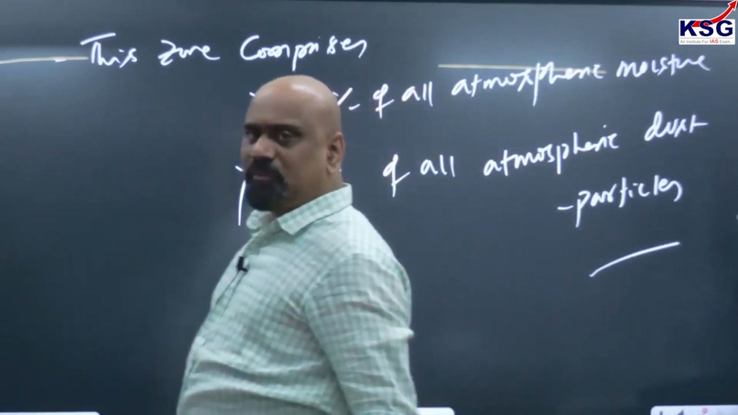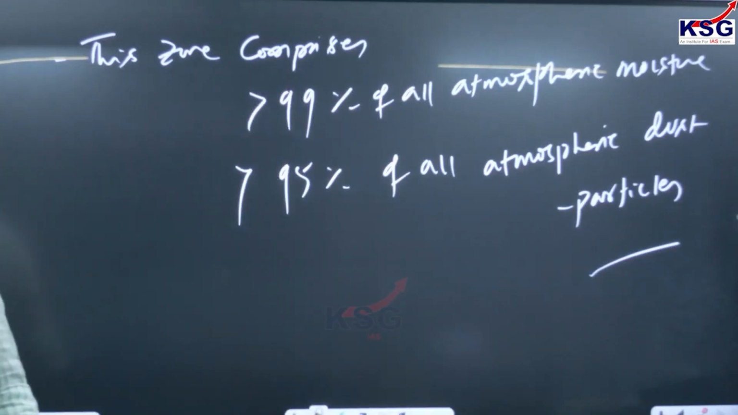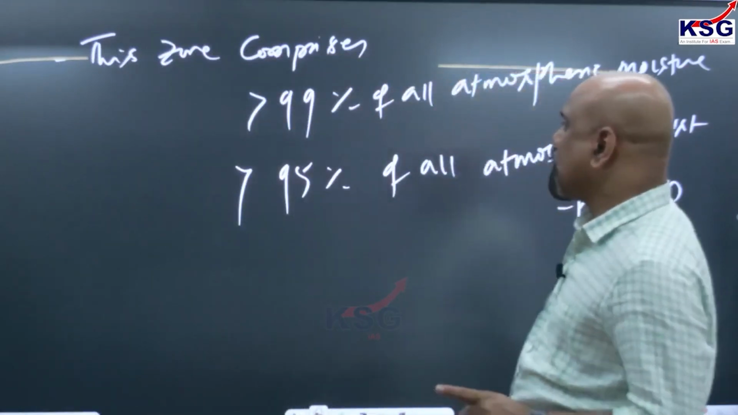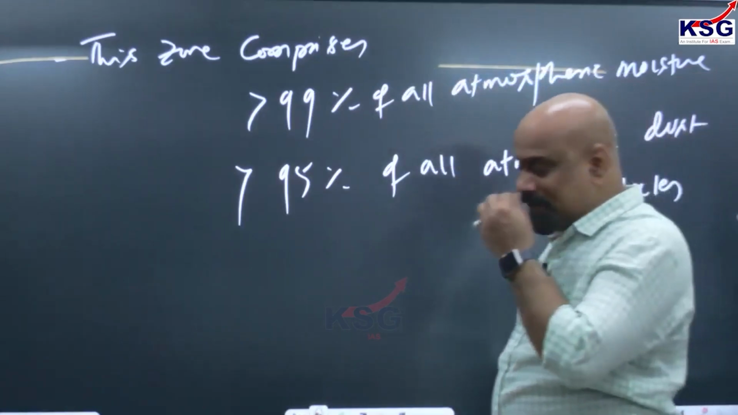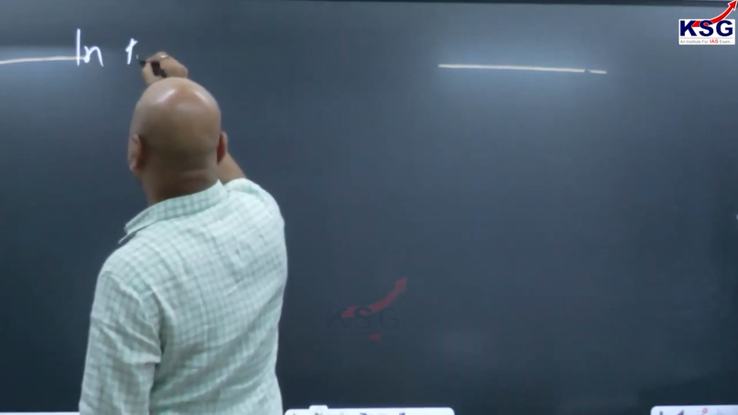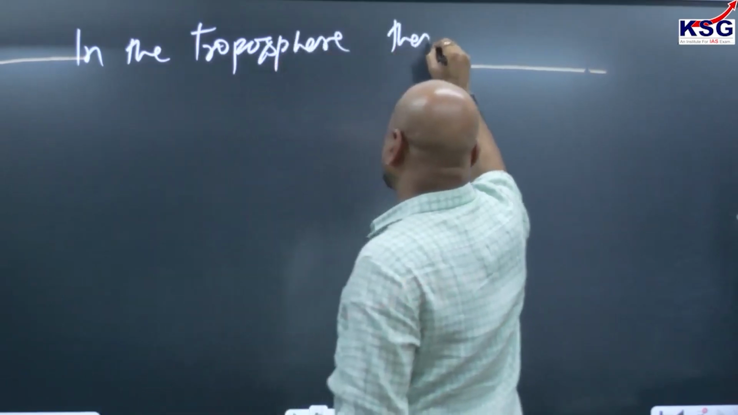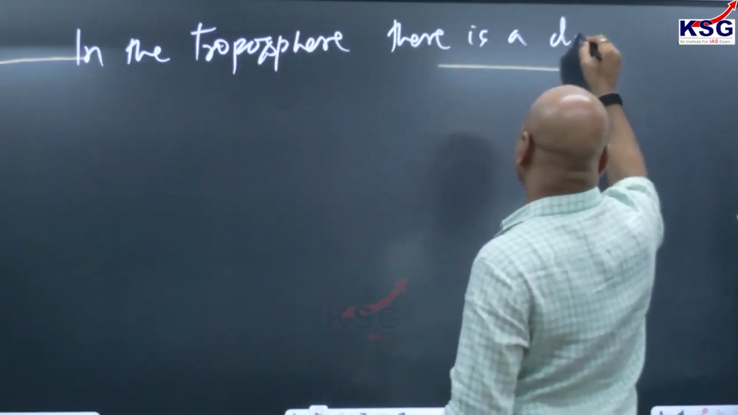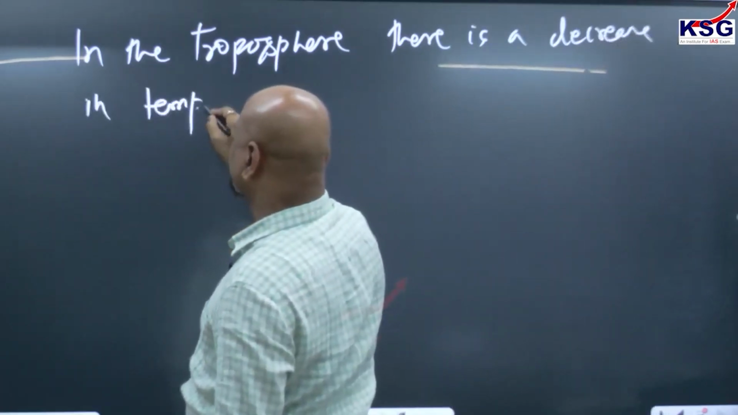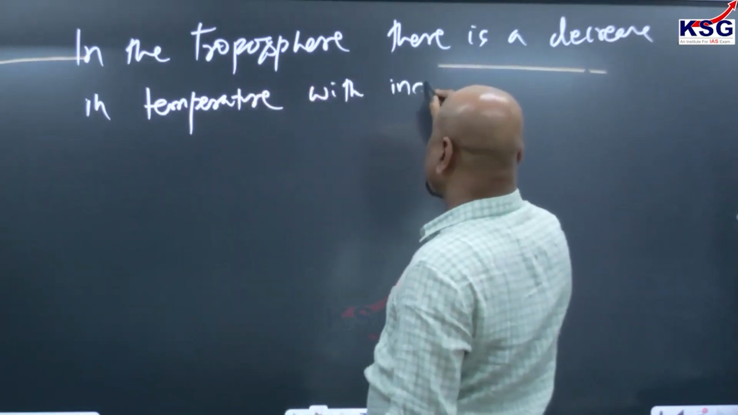I said almost all major atmospheric phenomena are associated with it. You remember that this zone has one more very interesting thing. With increasing height, there is a decrease in temperature. In the troposphere, there is a decrease in temperature with increasing height.